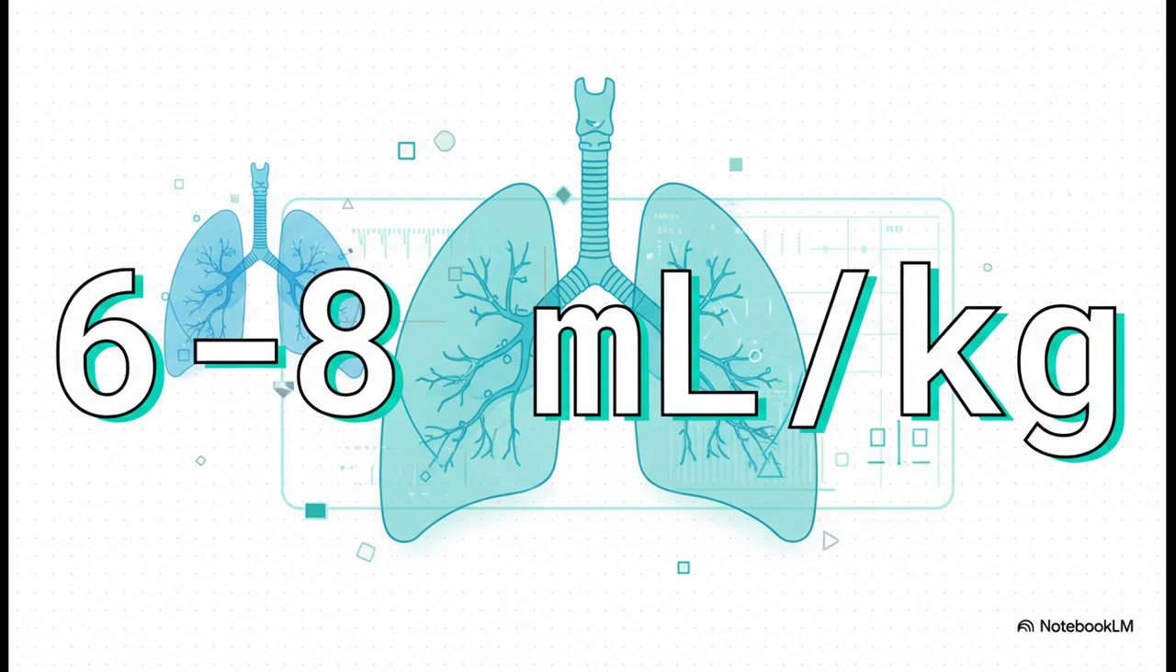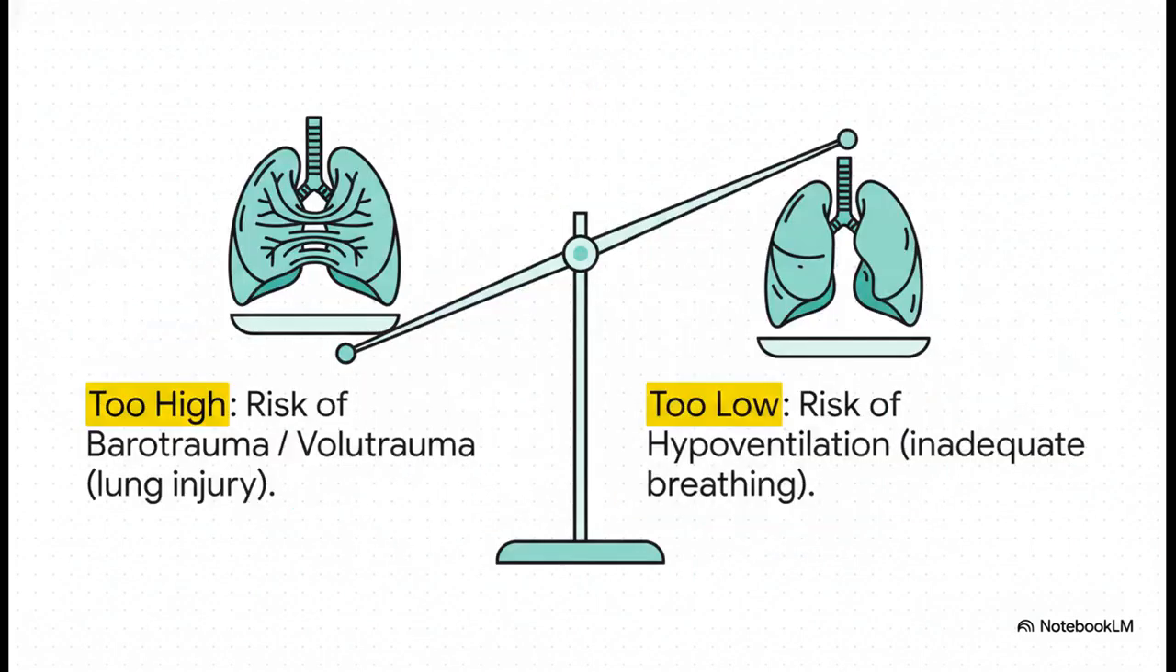Now, that's a really key detail. We use ideal weight because a person's lung size is based on their height. It doesn't really change if they gain or lose weight. This makes sure the breath size is perfectly matched to the lungs themselves. And this is where you can see it's a real balancing act. I mean, if the tidal volume is too high, you risk literally injuring the lungs from overstretching them. That's called barotrauma. But if it's too low, the patient just isn't getting enough air. And that's obviously really dangerous too.